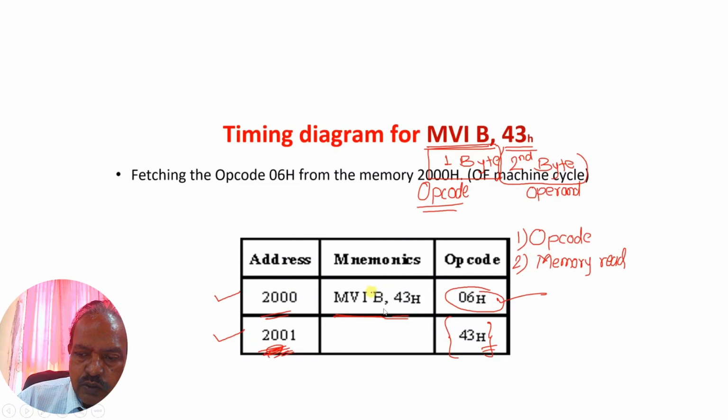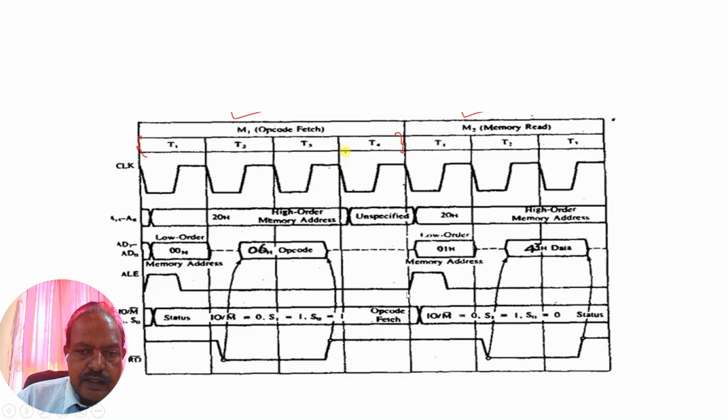So in 2000 memory location, I get the opcode 06H, and in the 2001 address memory location, I get 43H, because this is the data I wanted there, right? Then how do you write that one? See, there are two things. First, when you go for a memory read or write, a memory fetch is required. The opcode fetch takes 4 T states, and the memory read or write takes 3 states.